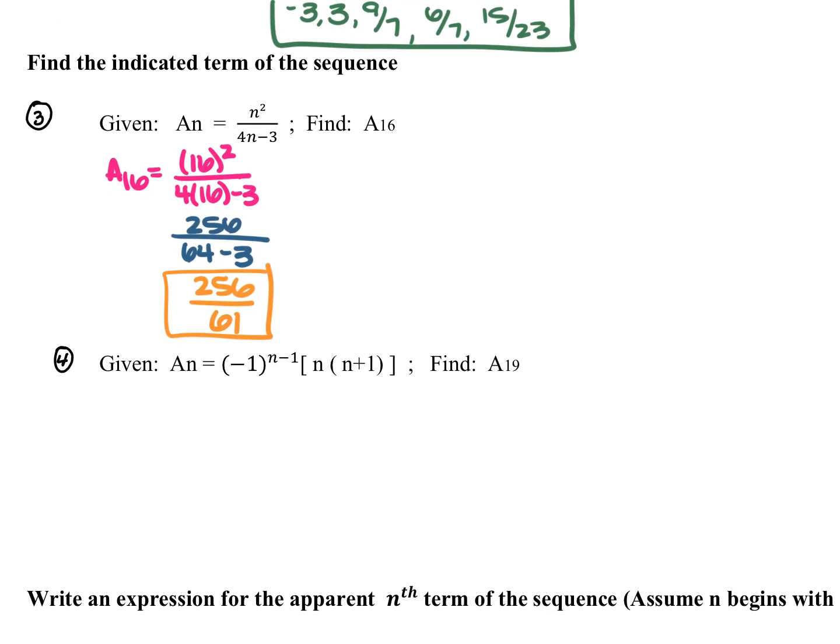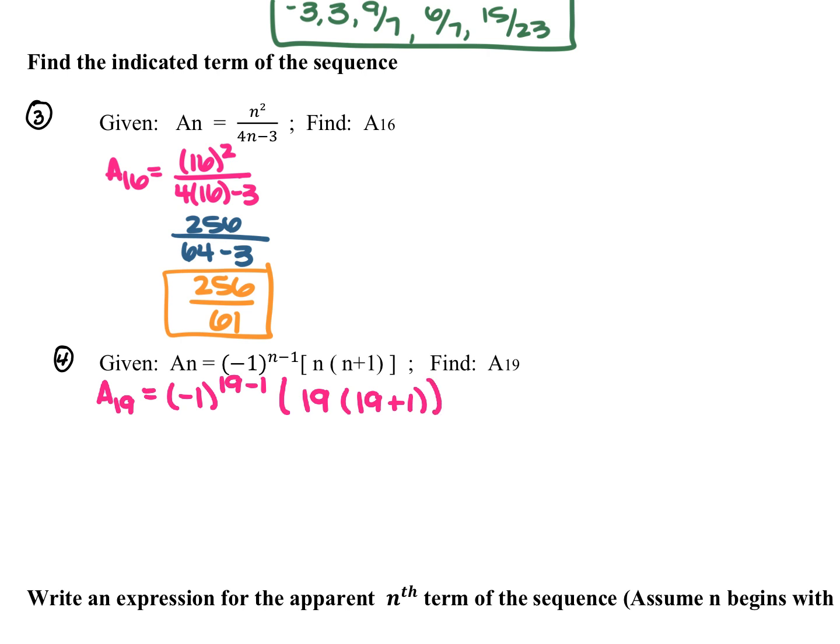For number 4, you're given that a sub n is equal to negative 1 to the power of n minus 1 times n times n plus 1. You're finding the 19th term. So to find a sub 19, we're going to have negative 1 to the power of 19 minus 1 times 19 times 19 plus 1. So that's going to give us negative 1 to the power of 18 times 19 times 20. So this is going to simplify to give us 1 times 380, which is just 380.